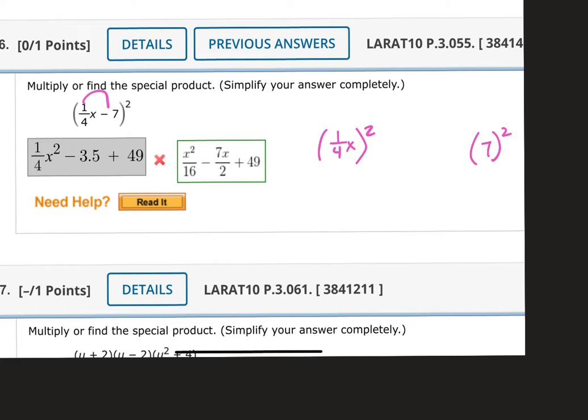And then we double the product. So the product would be negative 7/4 x. And we double it. 2 times 7/4 becomes negative 7/2 x. And then 1/4 times 1/4 would be 1/16 x squared minus 7/2 x plus 49.